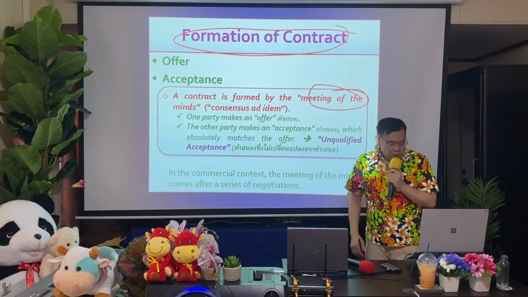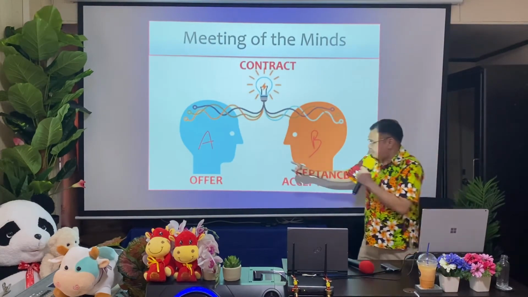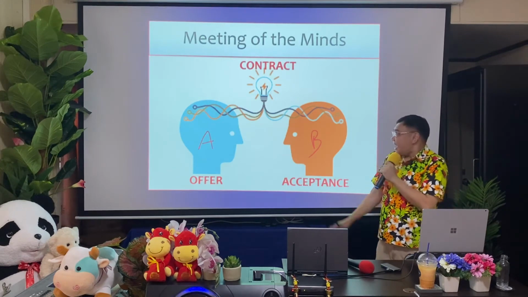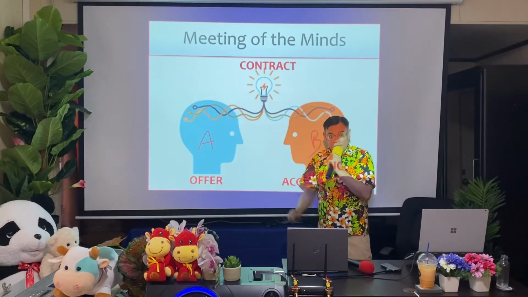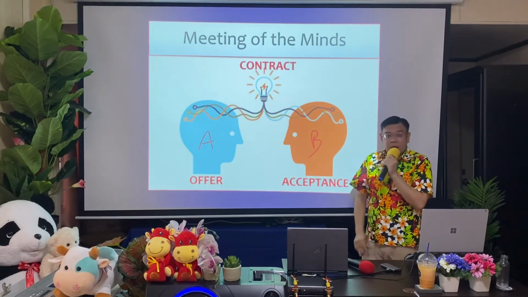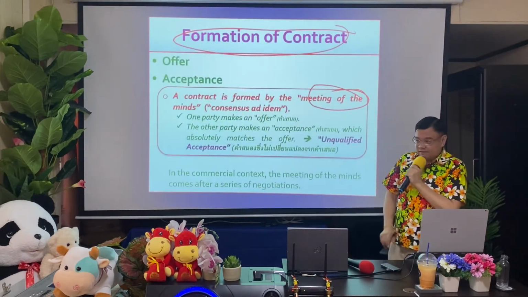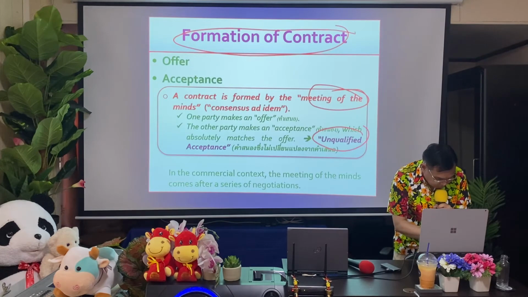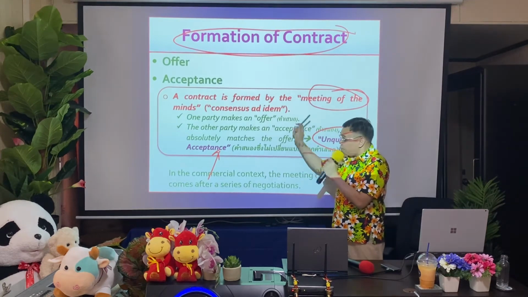So, let's suppose that this is A and this is B. When A makes an offer to B, B needs to accept A's offer, and B's acceptance needs to match the offer completely. There must not be any change, okay? B's acceptance must not change A's offer in any way, so that when we have an acceptance which matches the offer completely, that is the unqualified acceptance. The acceptance which does not change the offer in any way.